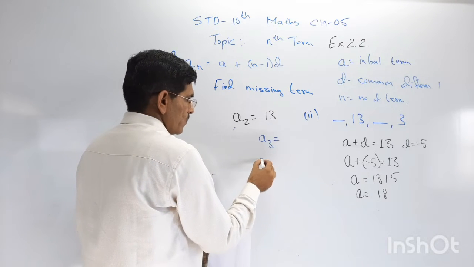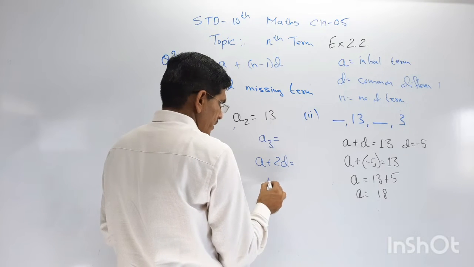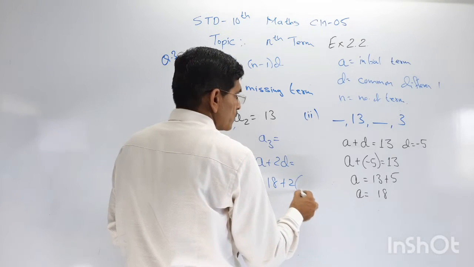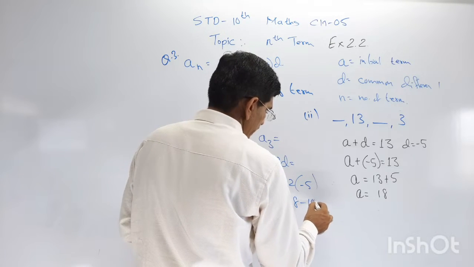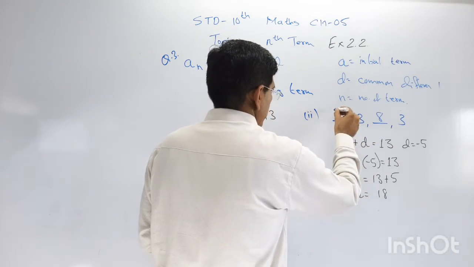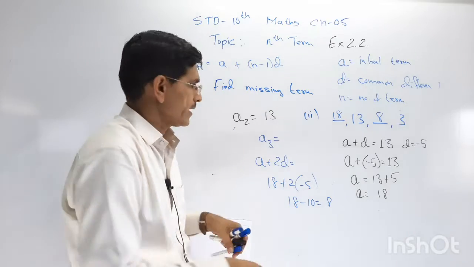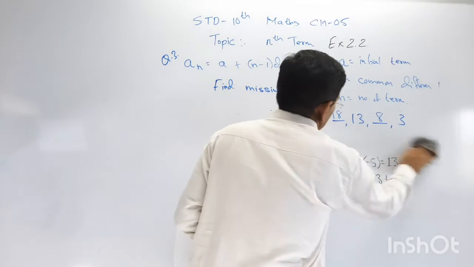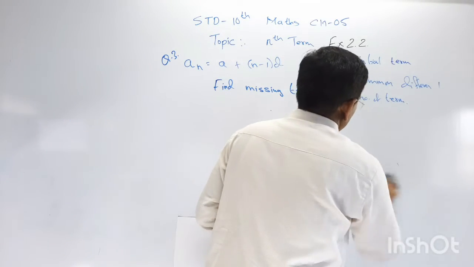So a3 means a plus 2d. A means 18 plus 2, d means minus 5. So 18 minus 10 is equal to 8. So here it is 8, and here it is 18, so decreasing order is there. Now we go for the next sum.